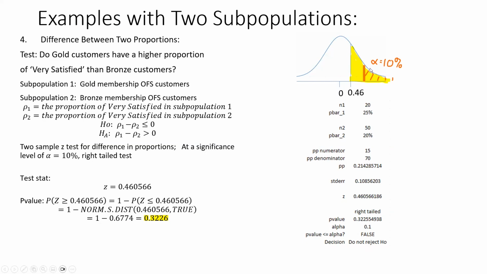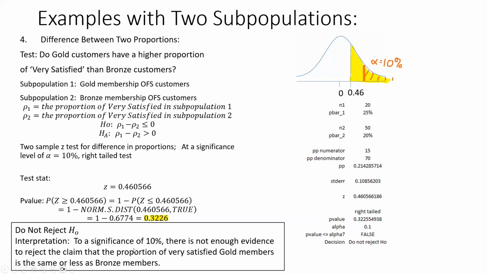Because the area under that curve is much larger. The p-value, the probability of being wrong if we reject the null, is much greater than 10%. So we do not reject the null. And to a 10% significance, there's not enough evidence to reject the claim that the proportion of very satisfied gold customers is the same or less than the proportion of very satisfied bronze customers. You could also state it with the alternative and say that at a 10% significance level, there's not enough evidence to accept the claim that the proportion of very satisfied customers that are gold members is higher than very satisfied bronze members.